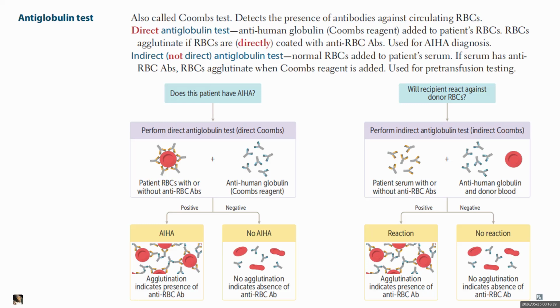I hope that both of them are clearly understandable, right? The direct and the indirect one. There are some questions that we need to understand. Let's say you have a patient with anemia, jaundice, and a positive direct Coombs test. What does that suggest?